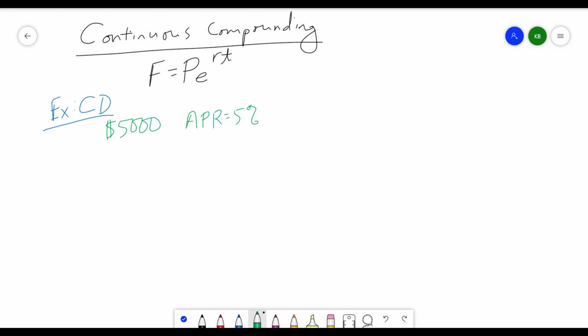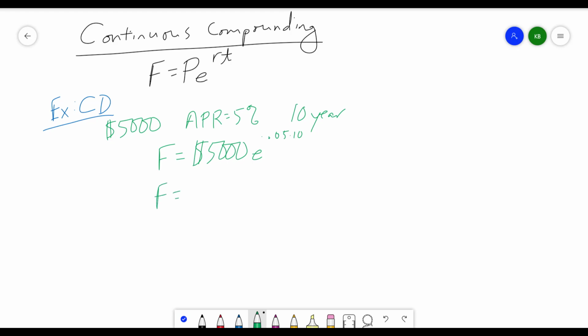And it had to be for a 10-year term. All right, so this time we're going to be continuously compounding and see what happens. So our future value is going to equal our principal, so $5,000, times e, the constant e, raised to the 0.05 times 10. So I can simplify my exponent there.